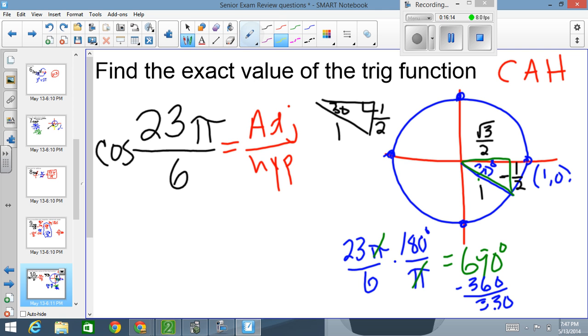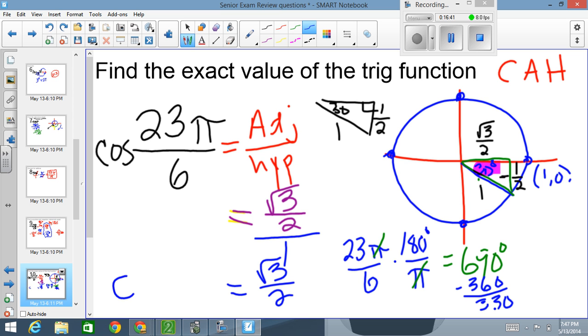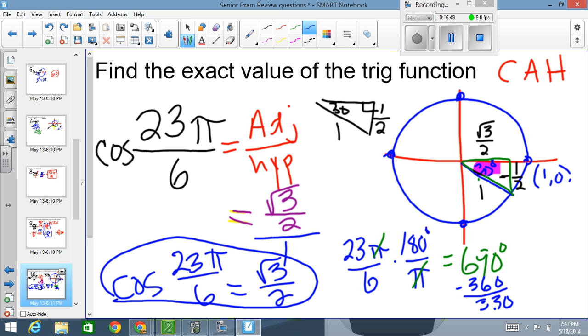Alright, so now that we've got our triangle labeled, here's our angle, and we're thinking about this as far as cosine goes, so we're looking at adjacent over hypotenuse. Adjacent to my 30 is radical 3 over 2. Hypotenuse here is 1. And we know that any number divided by 1 is just itself. So the cosine of 23 pi over 6 is equal to radical 3 over 2.